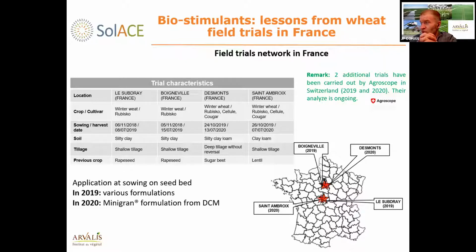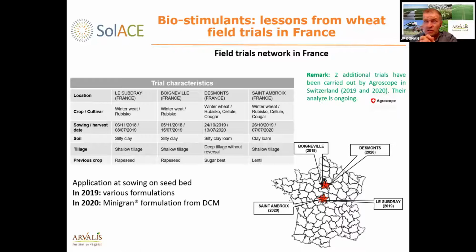You can see my remark on this slide. 2 additional trials have been carried out by Agroscope in Switzerland in 2019 and 2020. The analysis is still ongoing with our colleague from Agroscope, and that's why I chose not to show this result, because some work is still needed to pull all the results in the same synthesis.